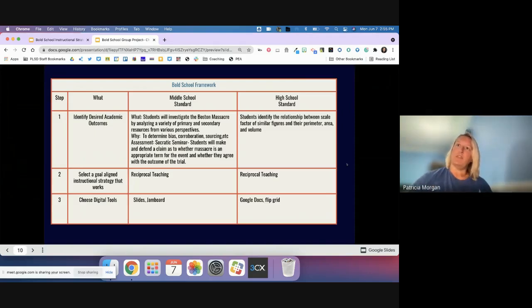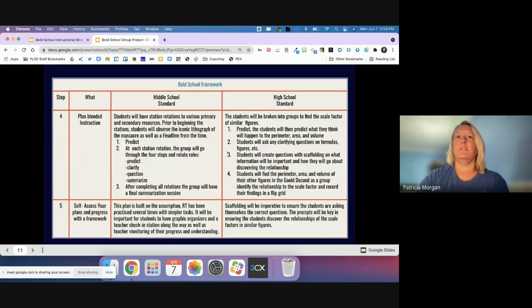So the strategy, meanwhile, is reciprocal teaching. Our digital tools would be slides and Jamboard. And then they're going to do various station rotations to go through the primary sources and secondary sources. So they're actually going to go through the strategy multiple times.